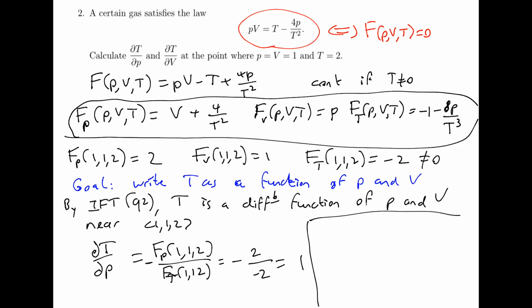And then the second, we need to compute the derivative with respect to v in the point. So that's equal to minus fv in the point divided by ft in the point, which will give us minus 1 over minus 2 is equal to a half. And that ends the second exercise.